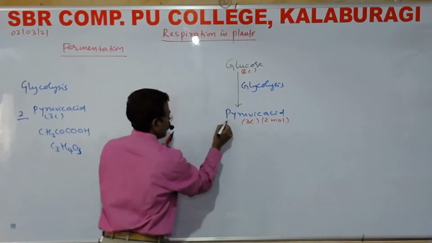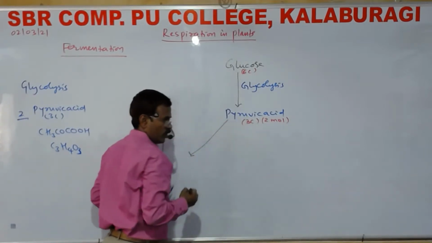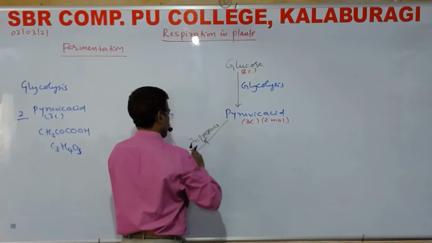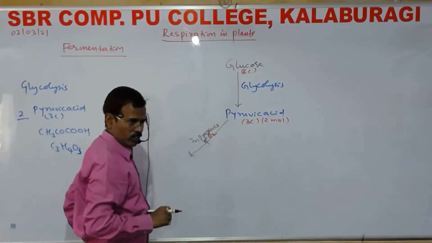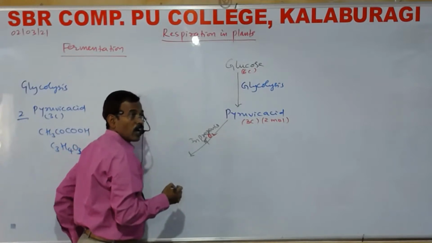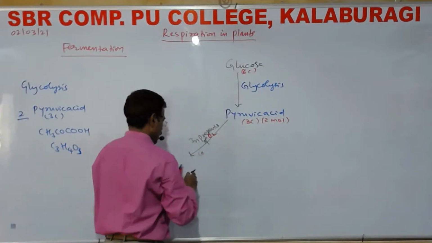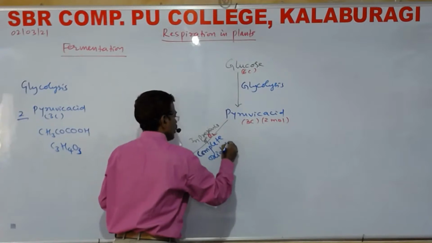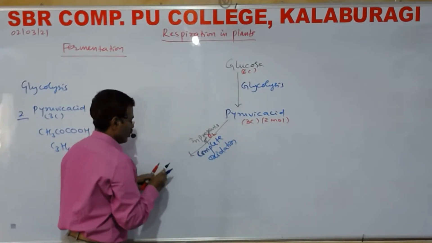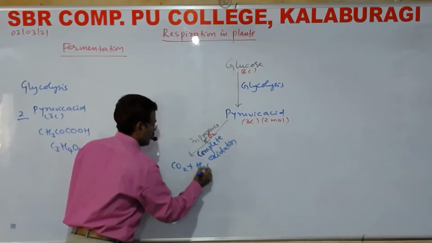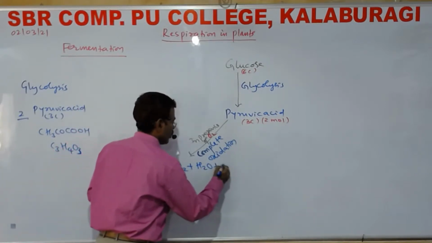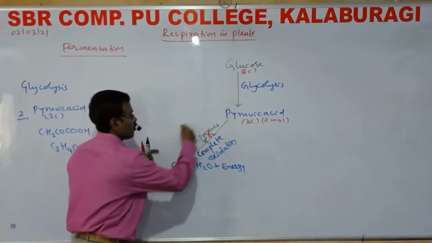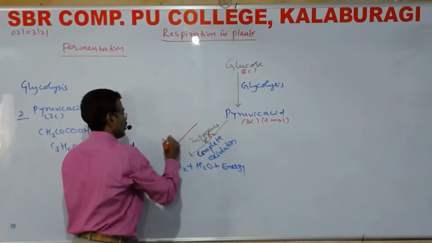Now, this pyruvic acid, in presence of oxygen, undergoes complete oxidation. So when it undergoes complete oxidation, we are going to get carbon dioxide and water with the release of a huge amount of energy. So this part we can refer to as aerobic respiration.